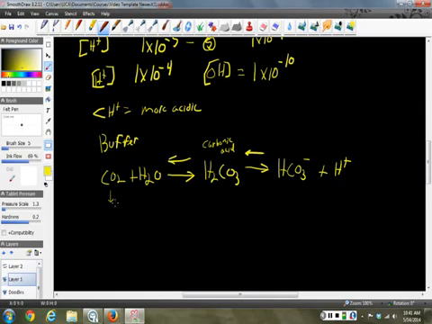And once again, if hydrogen ions are too high in your blood, we can remove them from the blood and raise the pH. If your blood is too basic, then we can form more carbonic acid and release more hydrogen ions, and we can lower the pH. And you can see that in this reaction and read about it more in your book. Okay.